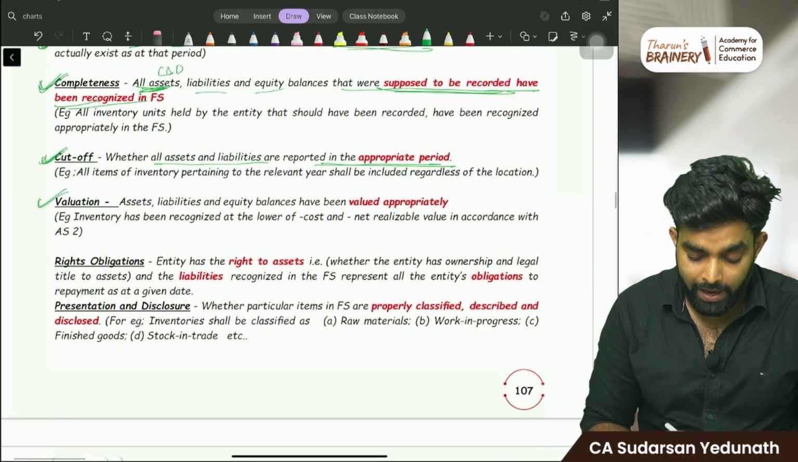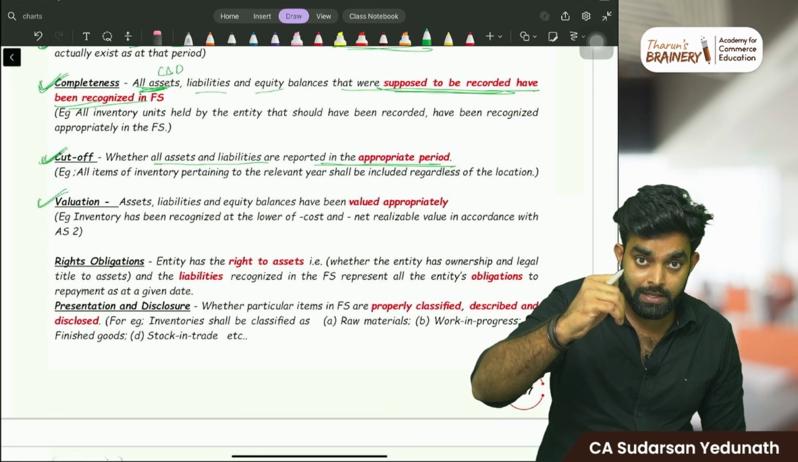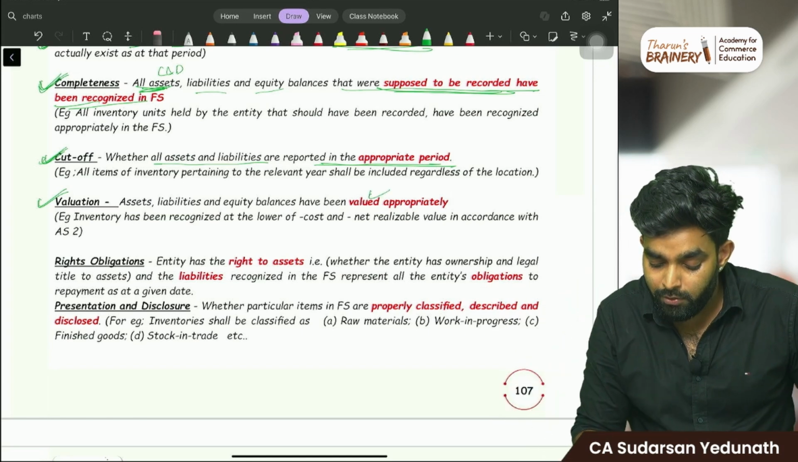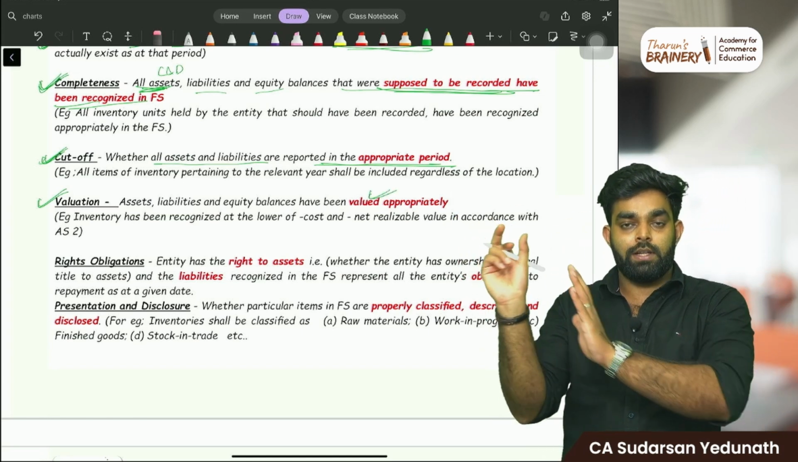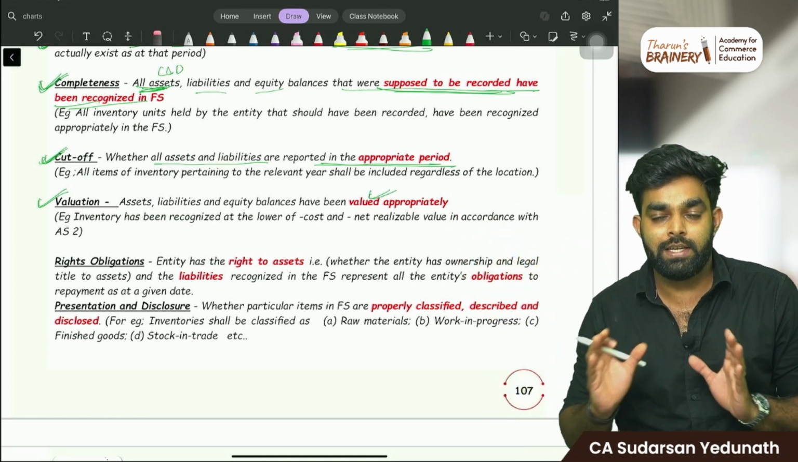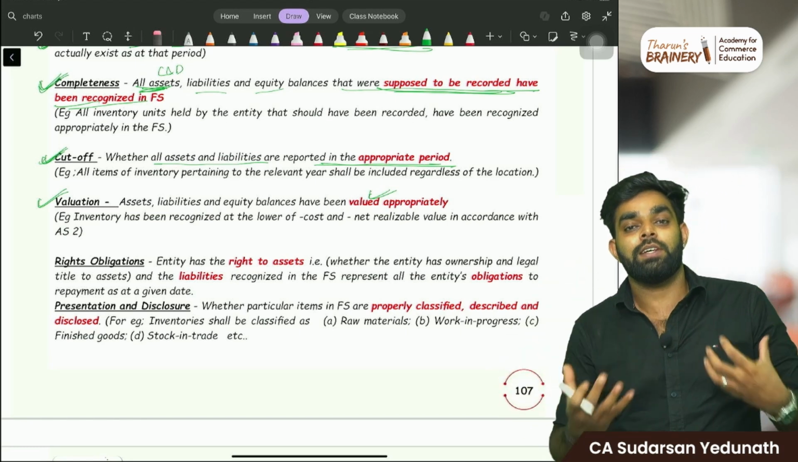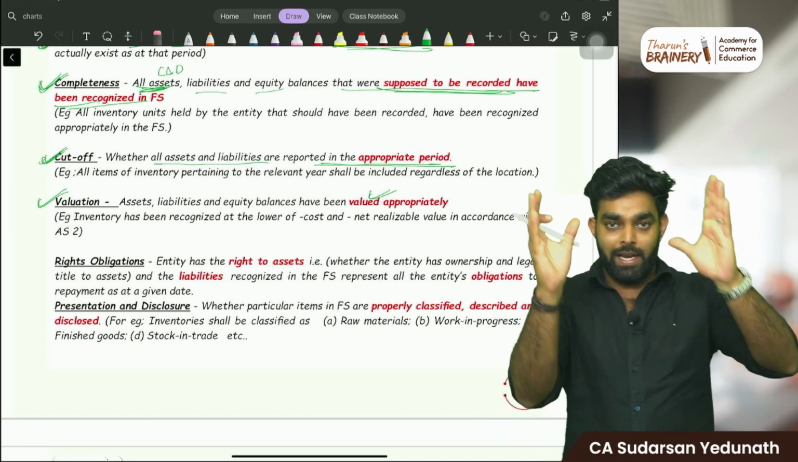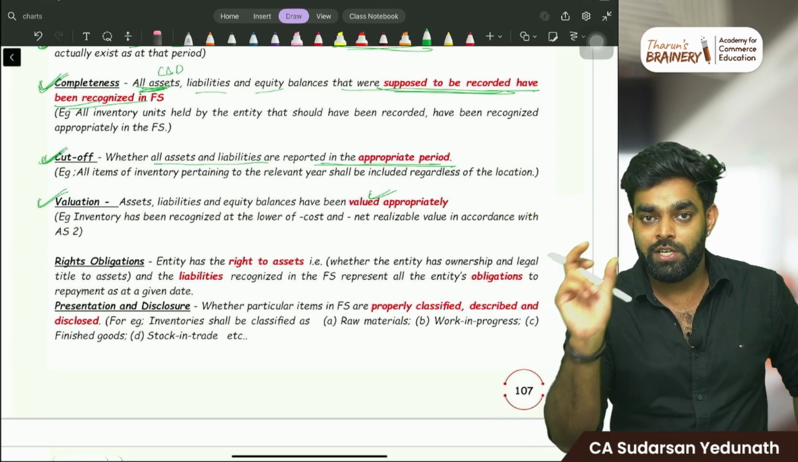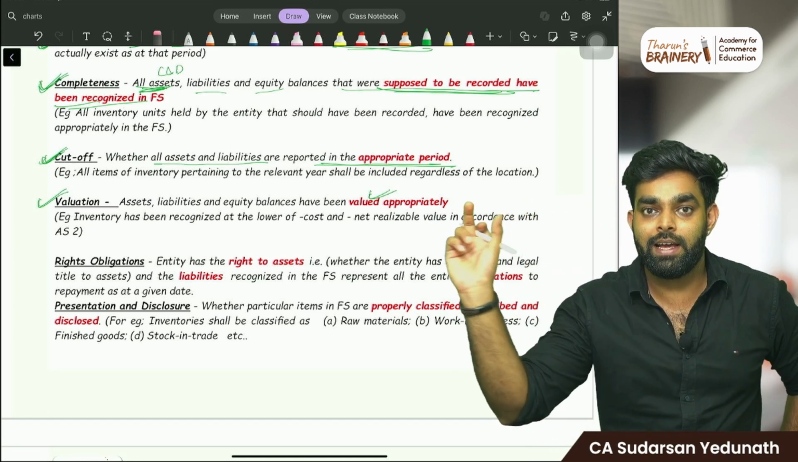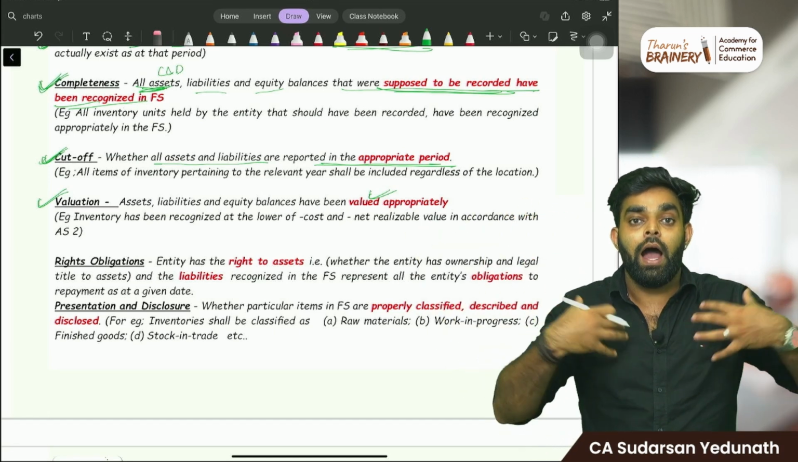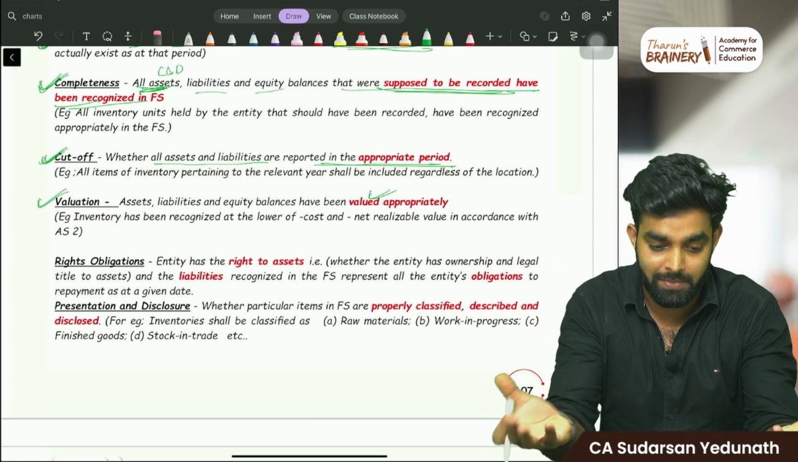The next is valuation. Assets, liabilities and equity balances have been valued appropriately. The figure of 10 lakh shown is the exact figure. It has been valued appropriately. That is what we as users understand from that. When management gives a financial statement where the balance sheet shows land and building 10 lakh, what are we as users understanding from that?